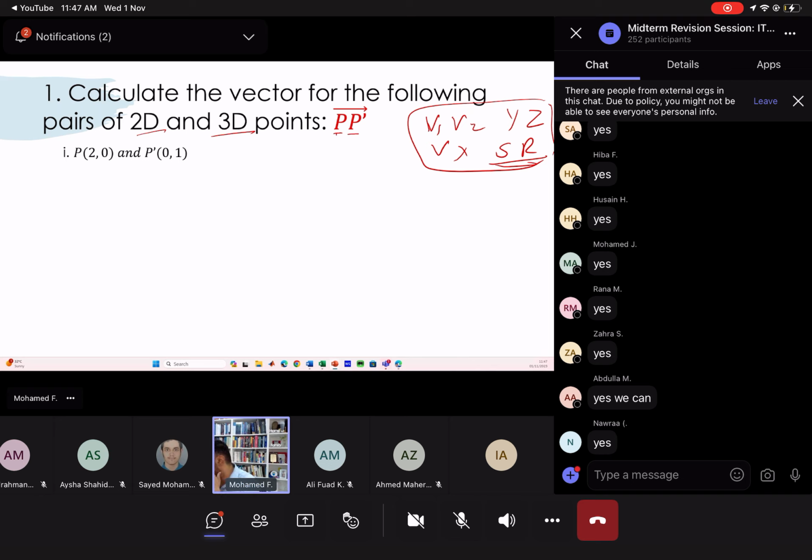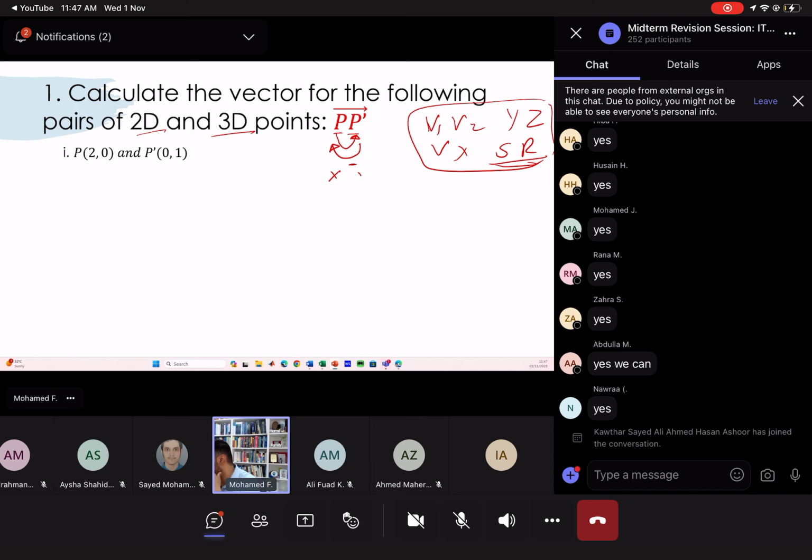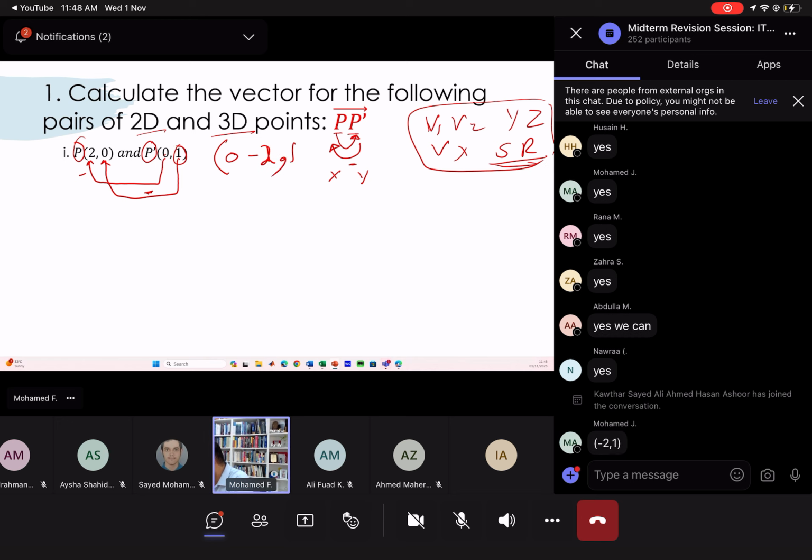When he asks you to find P prime, we take the second minus the first to find the X and the Y. So here he asks us for P prime. We'll take this point minus this point, and this point minus that point directly. So 0 minus 2, comma, 1 minus 0, and that will give us minus 2 and 1. Is it clear?